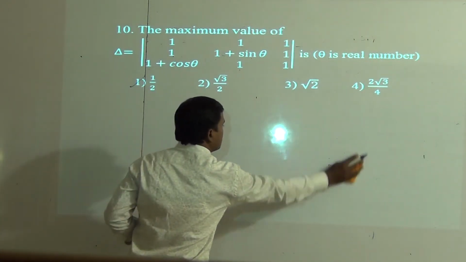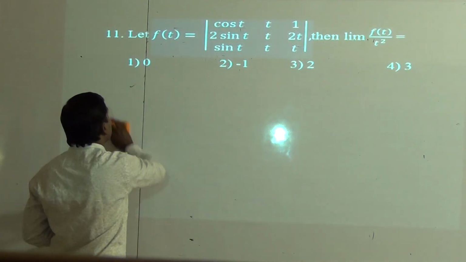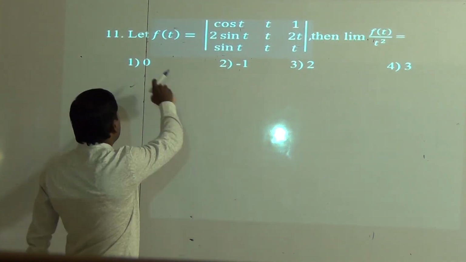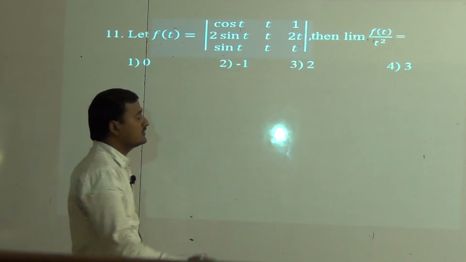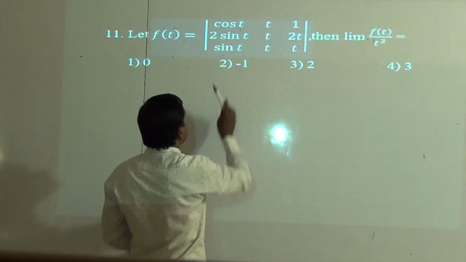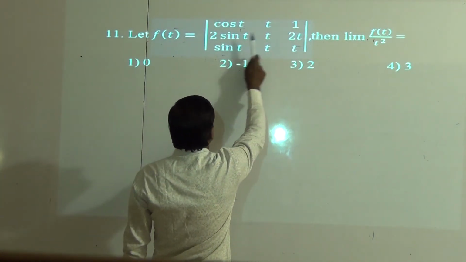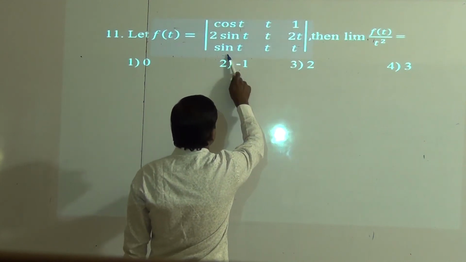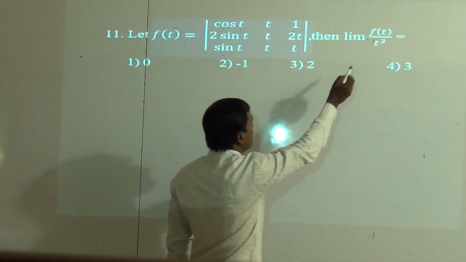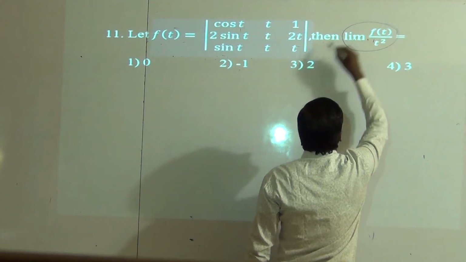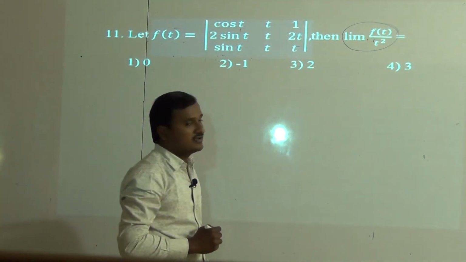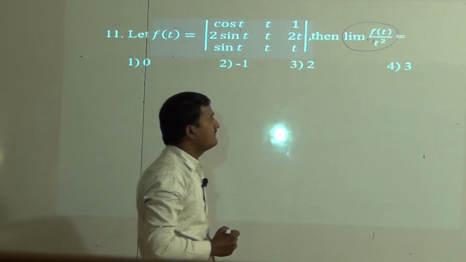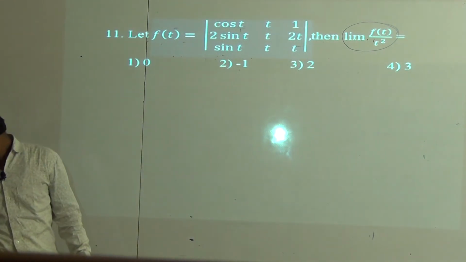Okay, the next question is this. Let f of t be equal to the value of this determinant: cos t, t, 1; 2 sin t, t, 2t; sin t, t, t. Then what is the value of the limit of f of t divided by t square, where t tends to 0? That is the question.